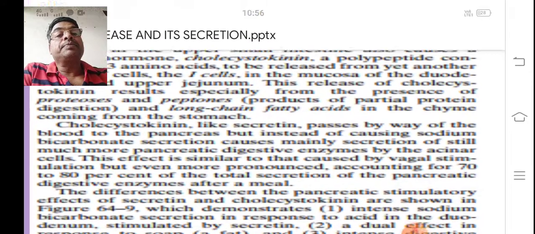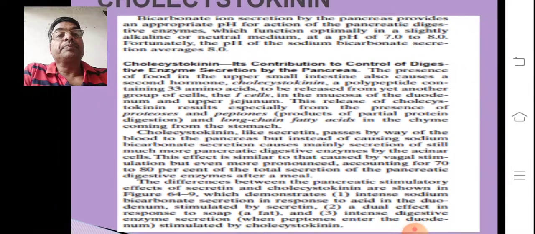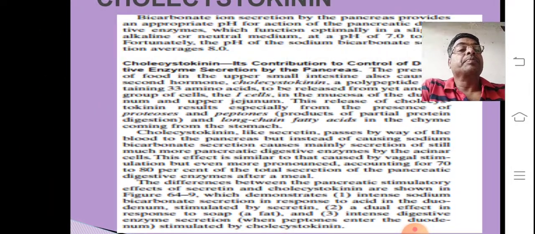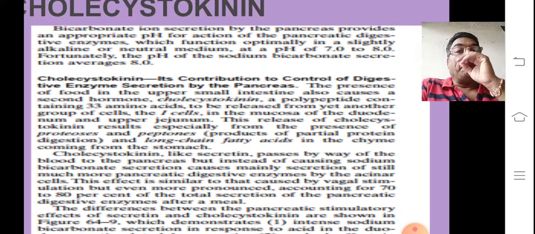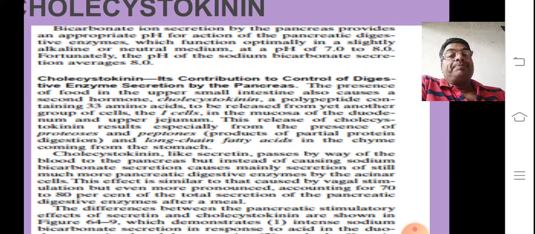Bicarbonate ion secretion by the pancreas provides an appropriate pH for the action of pancreatic digestive enzymes, which function optimally in a slightly alkaline or neutral medium, at a pH of 7.0 to 8.0. Fortunately, the pH of the sodium bicarbonate secretion averages 8.0.